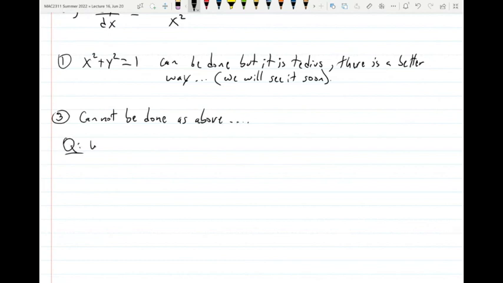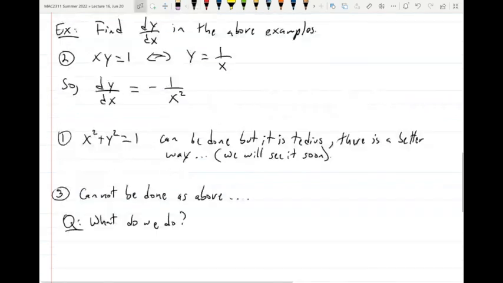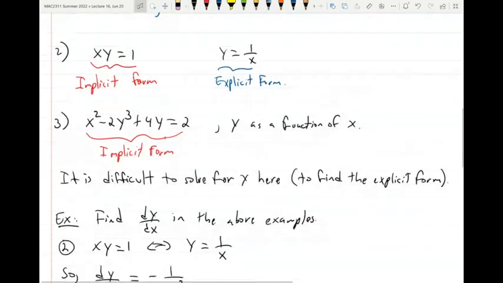So the question is, what do we do? How do we find y prime? Remember, the goal here is to find the derivative of y. And if you want, don't even look at the whole equation. Let's just look at this expression right here, y cubed. How do we find the derivative of y cubed with respect to x?